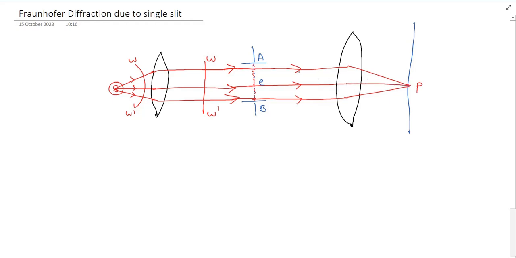Now if you see this picture, the distances AP and BP are equal. That means the two rays are traveling the same path, so there is no path difference. That's why the point P becomes central. So it is satisfying the constructive superposition condition, and we will get a central maxima in this case.